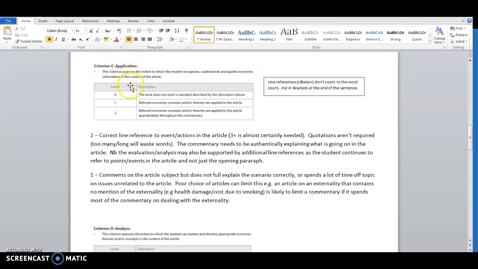The next part is the application. This is really critical: you need to have correct line references. We would recommend that you have at least 3 parts where you mention specific lines in your commentary. We don't recommend big quotes because that's taking a lot of words out. But you need to be connected to the article throughout. We would expect these references to the article not just to happen at the beginning of the commentary, but in each section. So when you look through your commentary, you should see that you referred to lines of the article at least 3 times, and that that's done throughout the commentary.